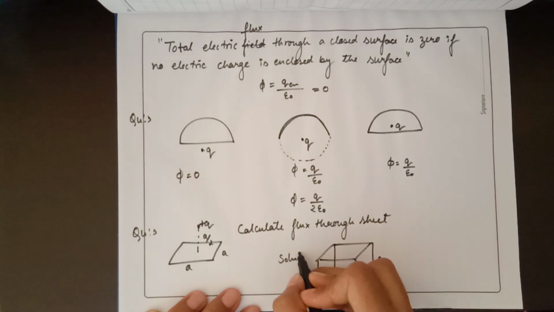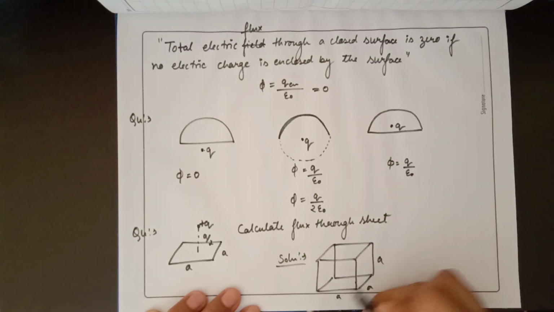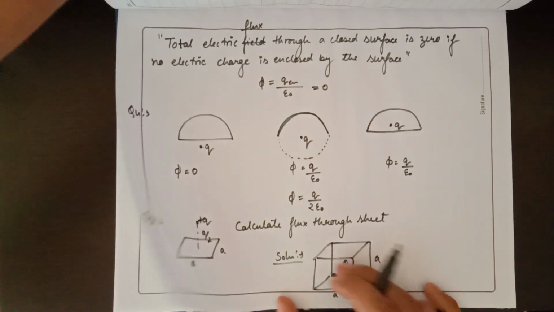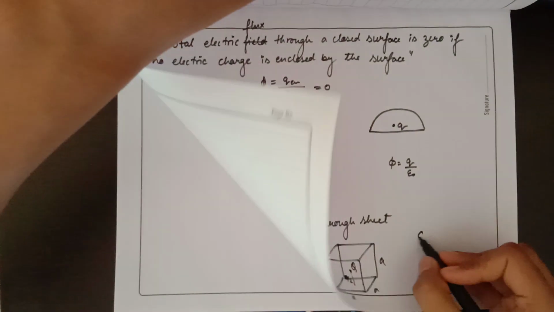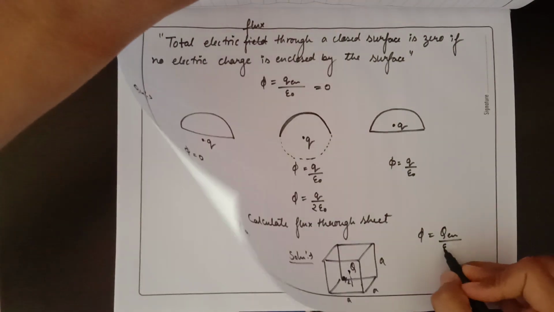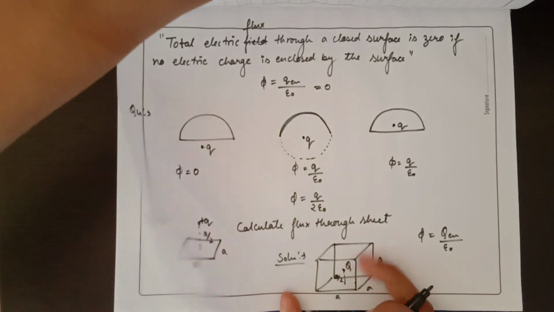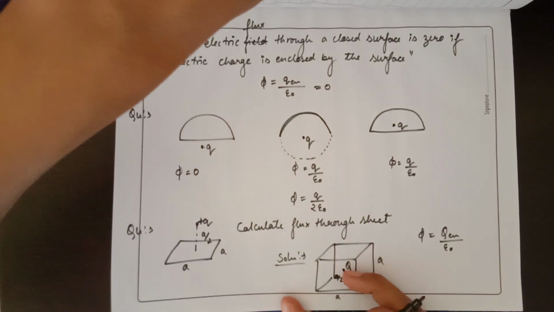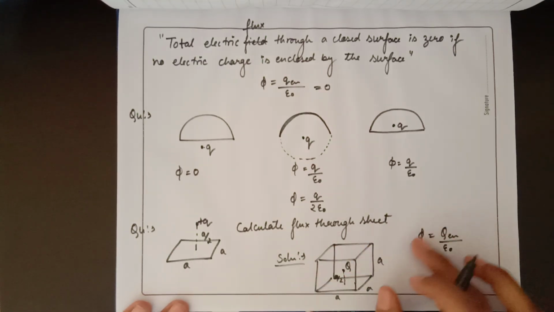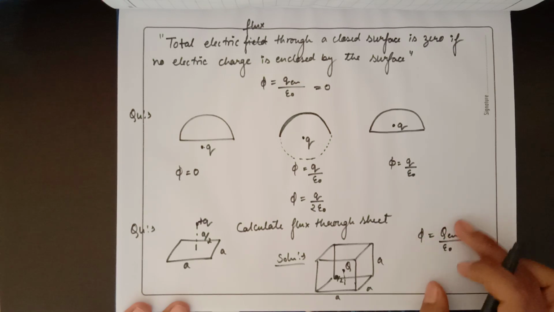This is the solution. A cube of side A, and charge q is placed at a distance of a by 2 from the bottom of the sheet. So this is our closed body, and applying Gauss's theorem, we can say phi is equal to q enclosed upon epsilon naught. The q enclosed within this body is plus q. So from this whole body, the value of flux will be q upon epsilon naught.